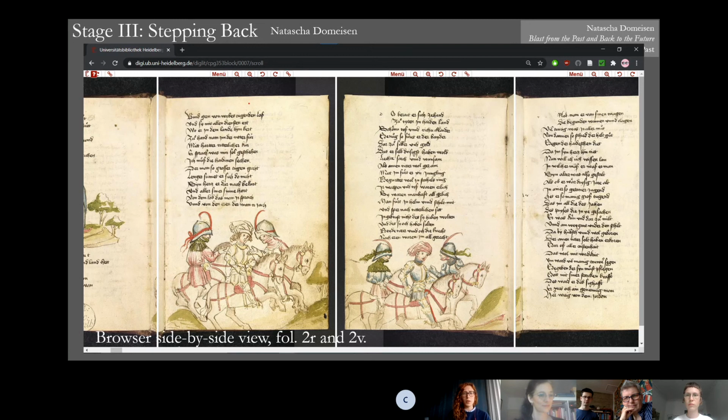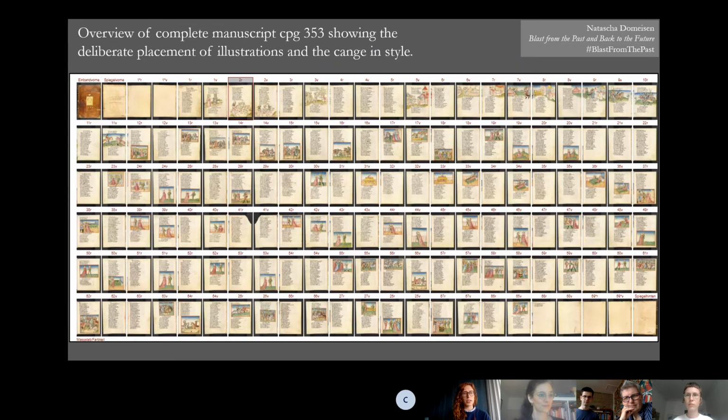Moreover, the different viewing modes of the restored object, in particular the side-by-side and overview function, allow me to gain insights into the working mode of the workshop, which is trying to establish a style to cater to the expectations of its noble patroness. This is evident in the overview, where a shift in style can be detected, as well as the side-by-side view of the same scene executed by different artists, which are placed on a recto and verso of the same leaf.